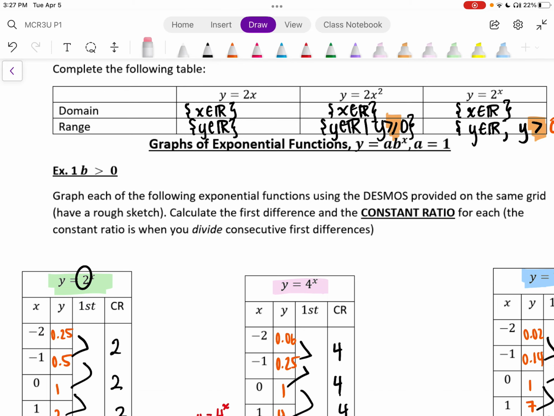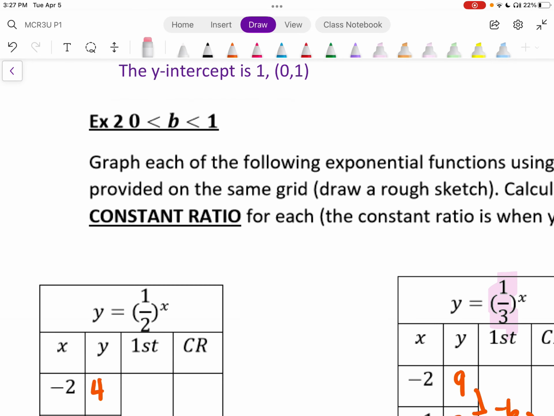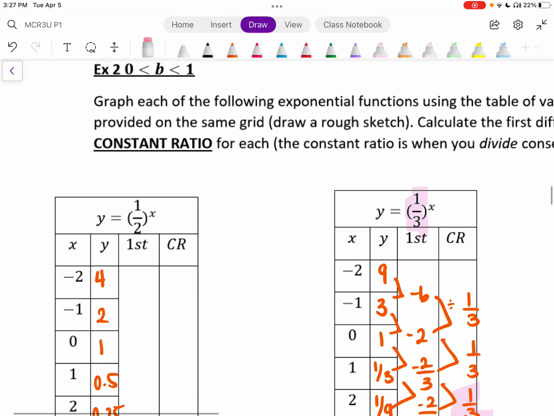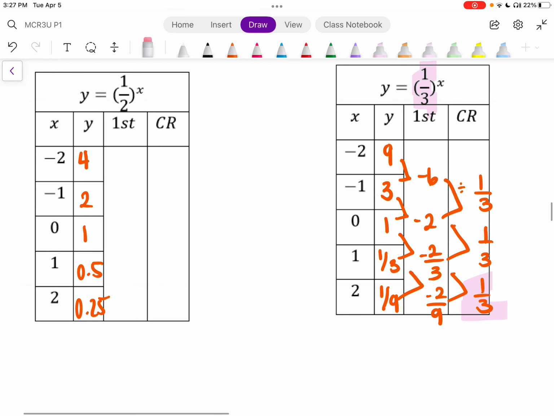Now, what if your b value is actually in between 0 and 1, which means it's not necessarily a negative, but it is a positive number, but it's a fraction or a decimal less than 1. Okay? In this situation, you're going to do the same thing. Let's go ahead and plot these points. So I actually went ahead and wrote them down and I drew them in Desmos again. I'm not going to do the first differences because they don't really matter. I'm just going to go ahead and do the constant ratios.